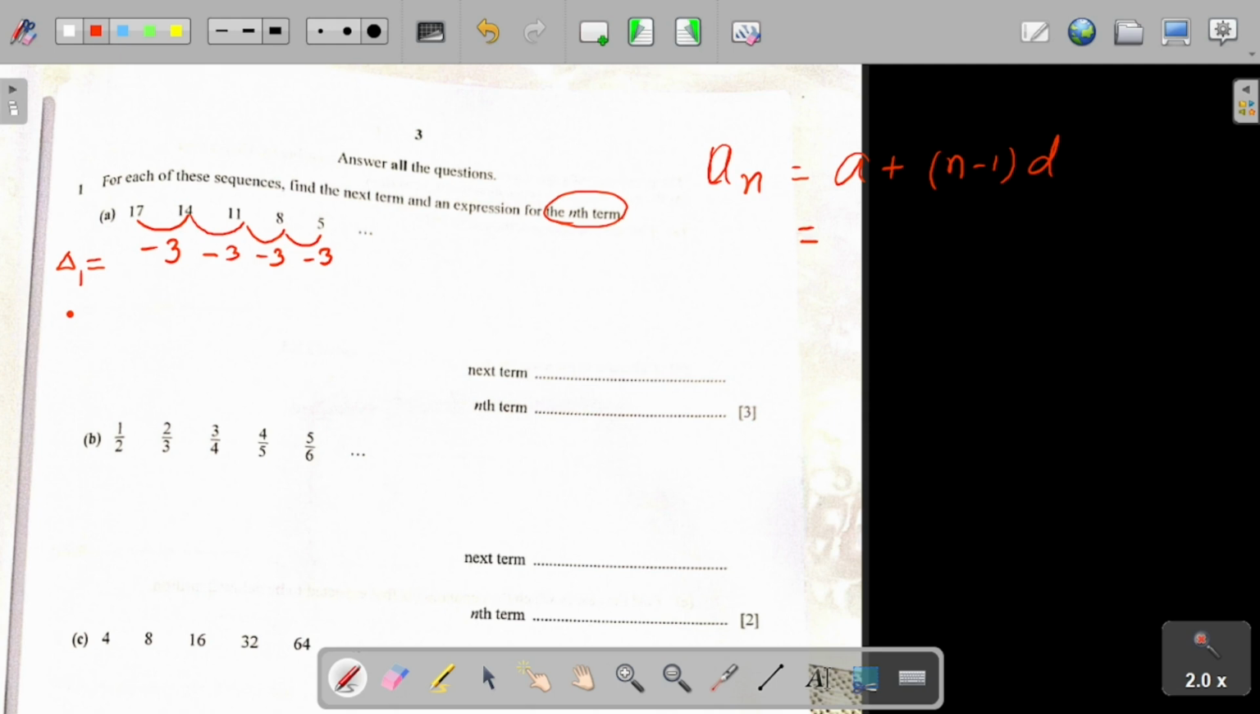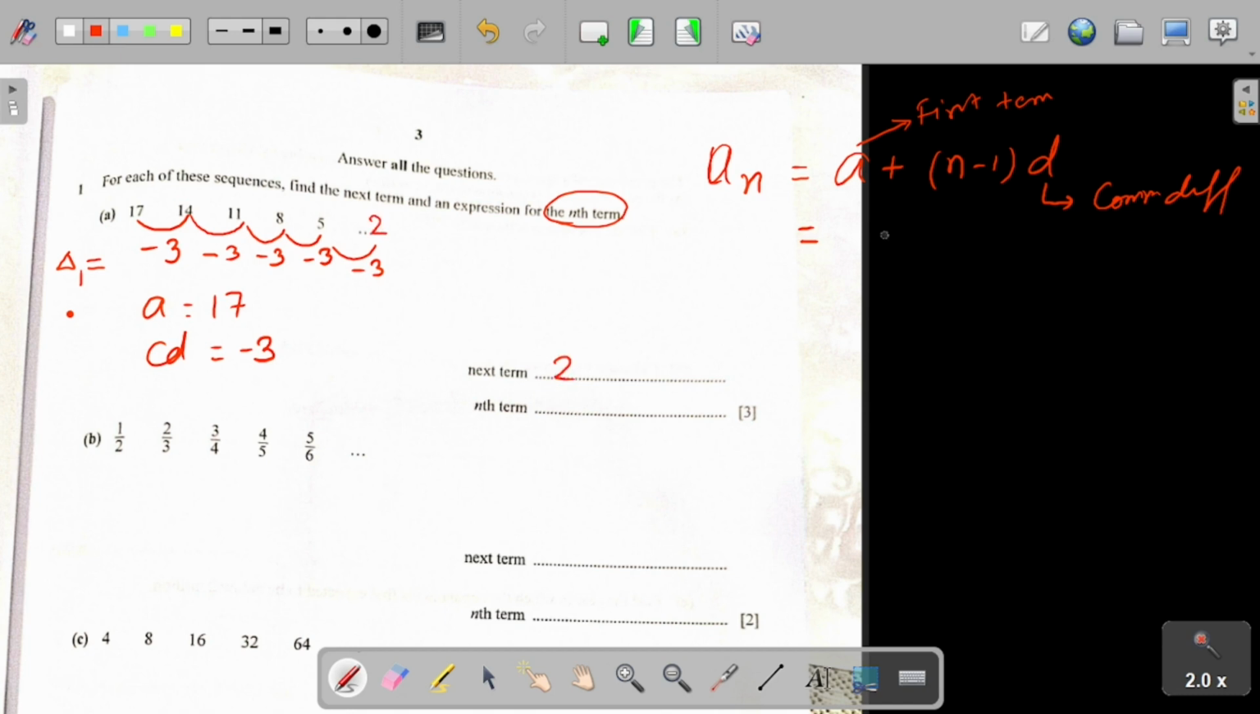You have two approaches. The first approach is simple: you have the formula for its nth term, a plus (n minus 1) times d. What's a? a is your first term. What's d? d is my common difference. Here, as we can see, a is 17 and the common difference is minus 3. So when we have to write its next term, the next difference will still be minus 3. So 5 minus 3 is 2, so the next term will be 2.